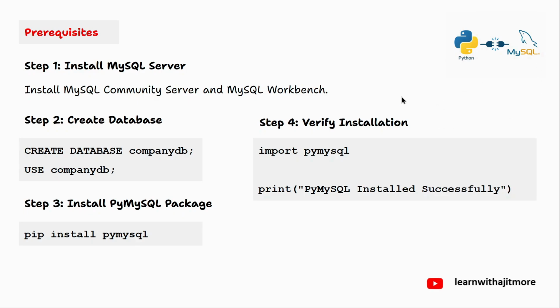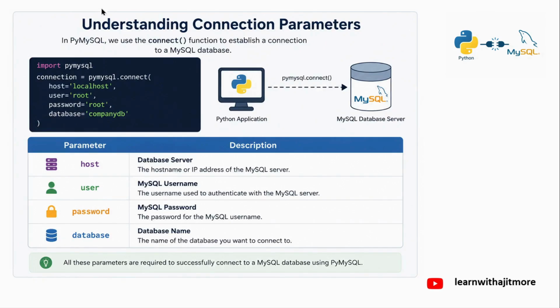Same way, if your Python script wants to send a query to the DBMS and collect whatever result the DBMS has sent, they have to first establish a connection. So how to do that connection? For that, there are some connection parameters. What those parameters are, I'll tell you.